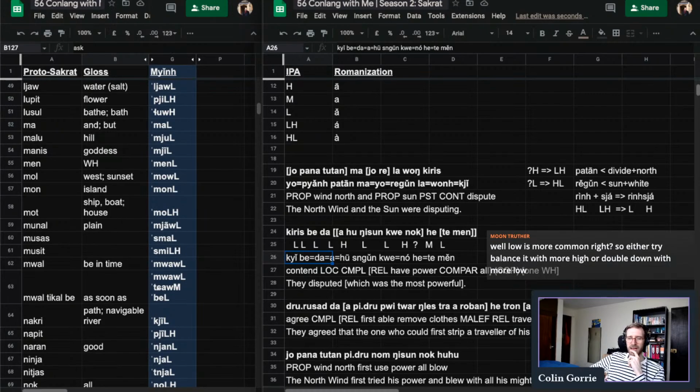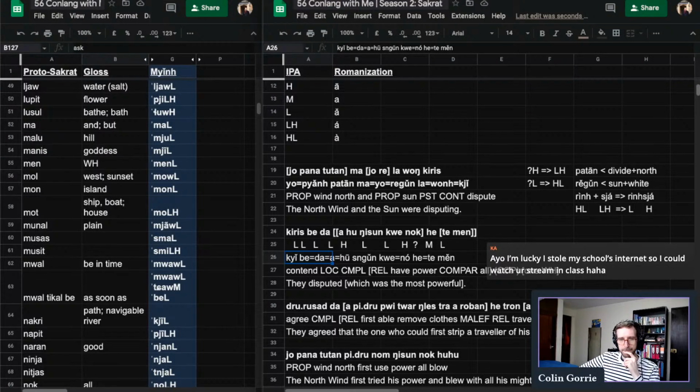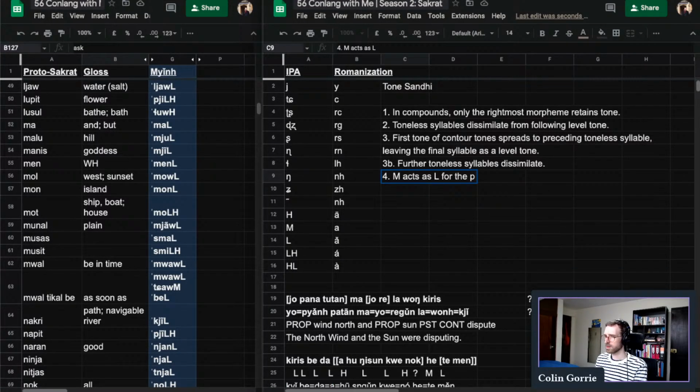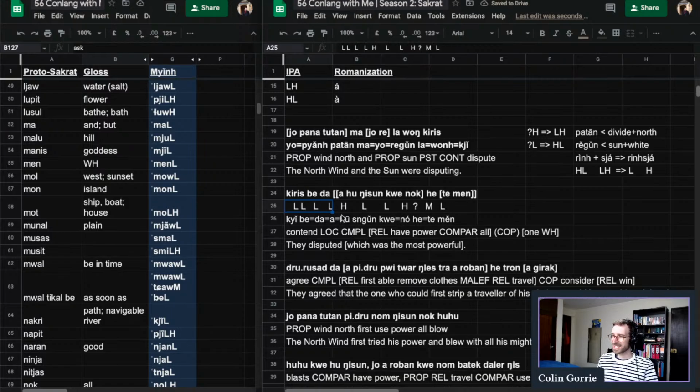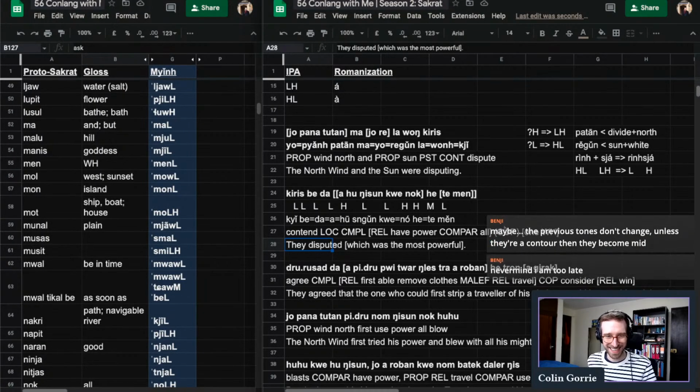Low is more common. I mean, low is more common in the language, for sure. Yeah, maybe we could say mid acts as low for the purpose of dissimulation. So this is another rule, so that we can at least have some more high in the language. So ki beda hus ngunque no he te men. He te men. That's great.